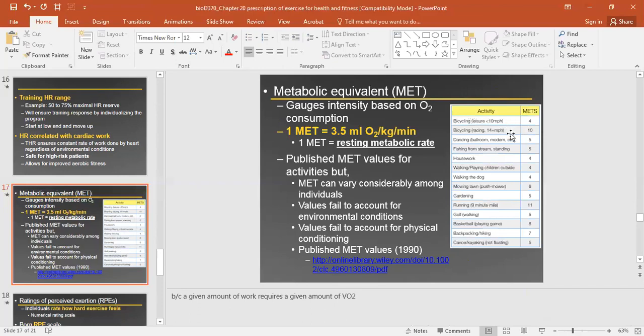And again, you can calculate calorie expenditure. I will show you how to do that. So you take the MET value and you multiply it by 3.5 milliliters per kilogram per minute. And then you have to multiply by this person's body weight. So let's say that this person that we talked about in the previous slide is 70 kilograms.